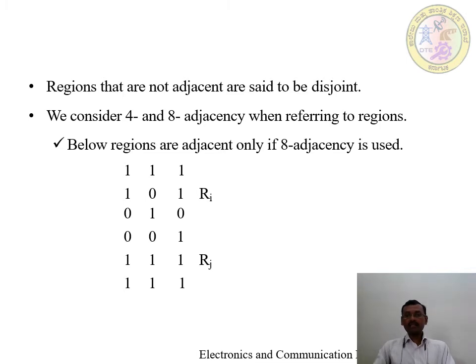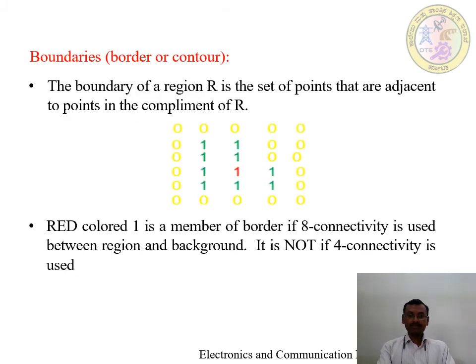Regions that are not adjacent are said to be disjoint. We consider 4 and 8 adjacency when referring to regions. We can consider Ri and Rj, two regions, adjacent only if 8 adjacency is used. The boundary of a region R is the set of points that are adjacent to points in the complement of R. You can observe the red colored one is a member of the border if 8 connectivity is used between region and background. It is not, if 4 connectivity is used.